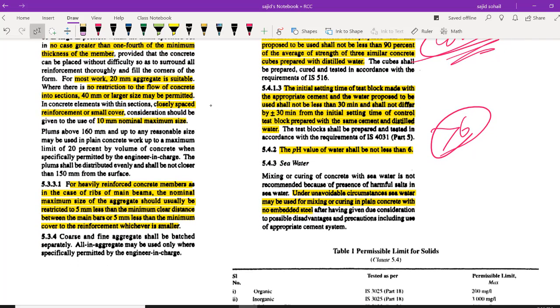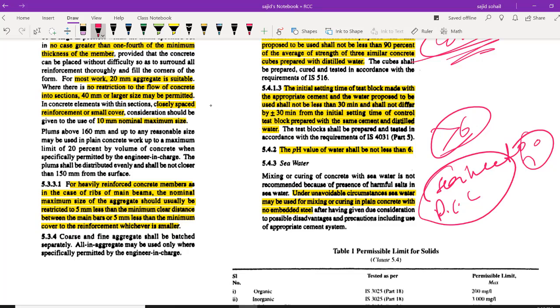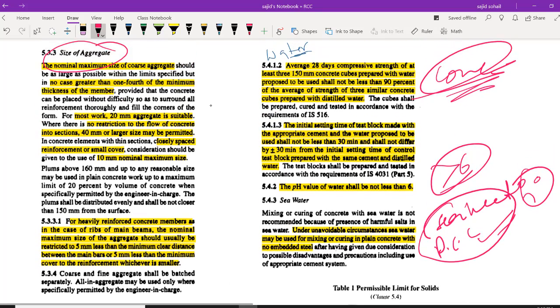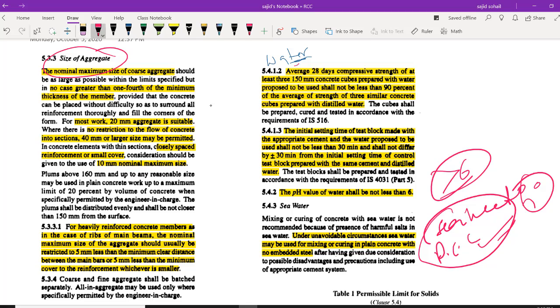Of course, if you have no water other than sea water, in that case obviously you have to use sea water. Unfortunately, there should be no reinforcement in it. If you have reinforcement bars, steel bars, sea water cannot be used. For plain cement concrete, in the worst case, if you don't have any other water, then you can go for sea water. Okay, and we have one very important specification.